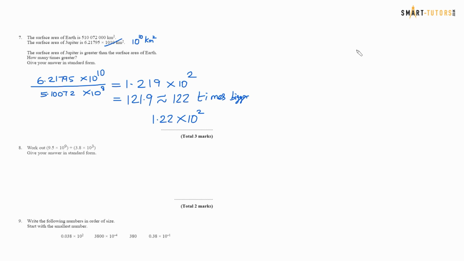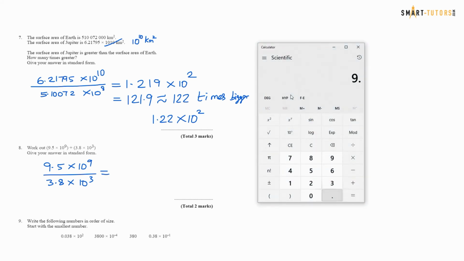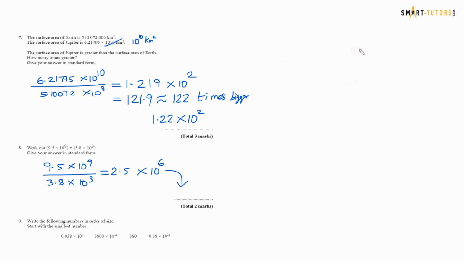Question number 8. Work out 9.5 times 10 to the power 9 divided by 3.8 times 10 to the power 3. So all you want to do is get an answer for the division. 9.5 divided by 3.8, so the answer is 2.5. So 2.5 times 10 to the power 6. That is the answer.